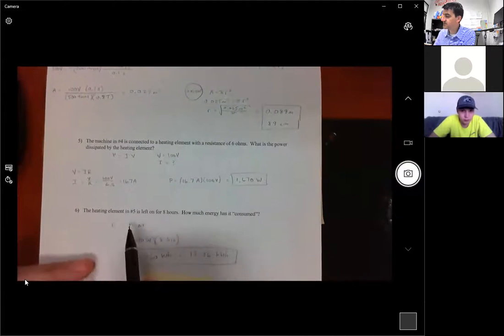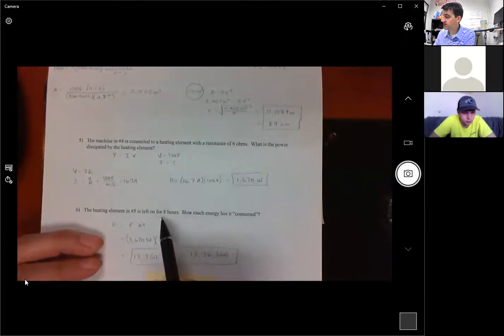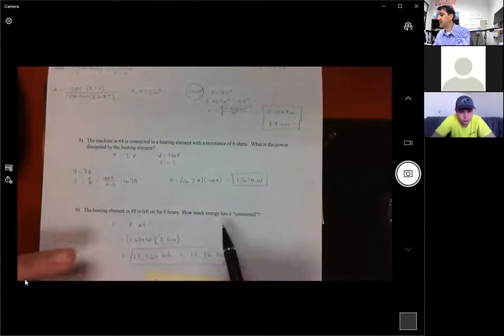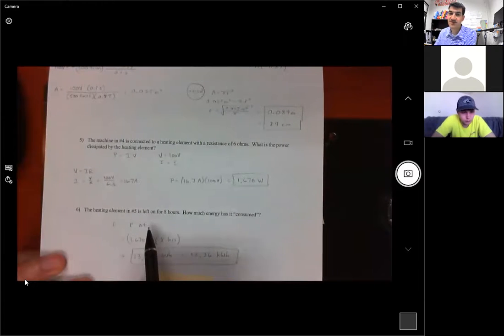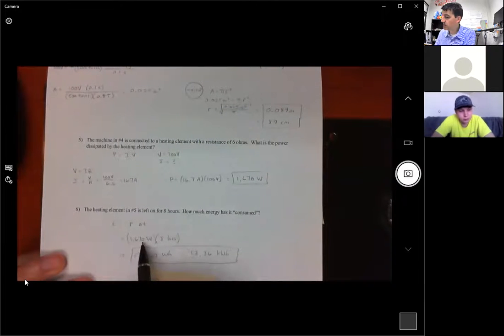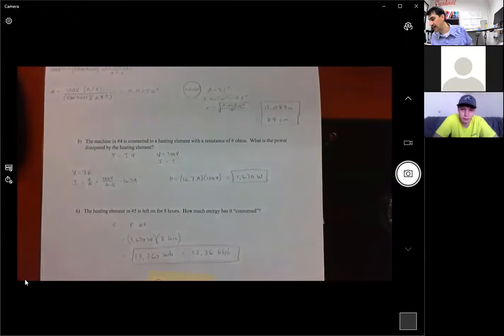And lastly, in number 6, it says the heating element in number 5 is left on for 8 hours. How much energy has it consumed? Well, we have our equation for energy. Energy is power times time. And we know the power from here, and it's on for 8 hours. So we take these, multiply them together, and we get 13,360 watt hours or 13.36 kilowatt hours.